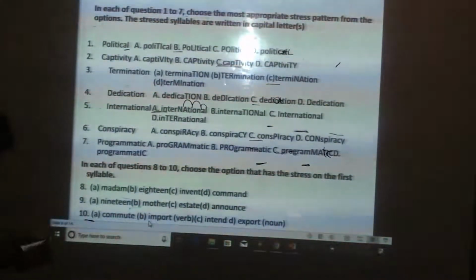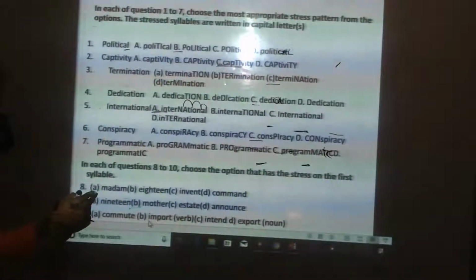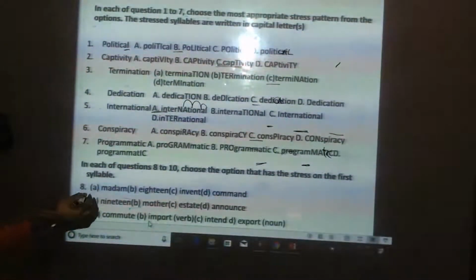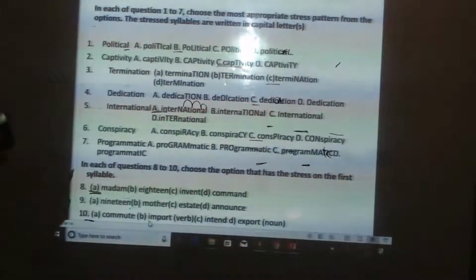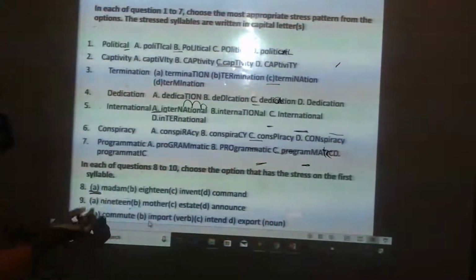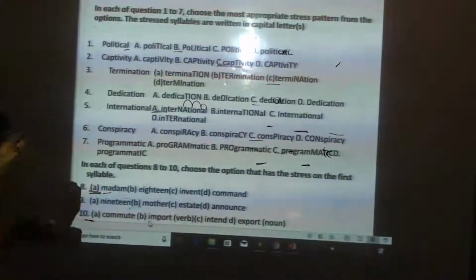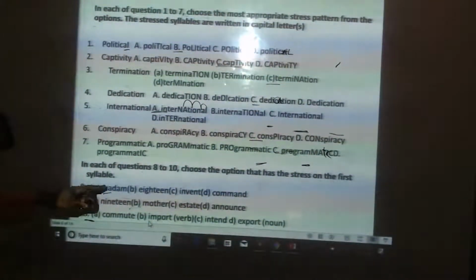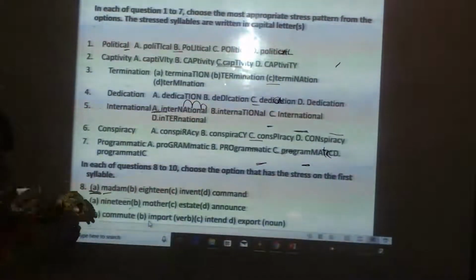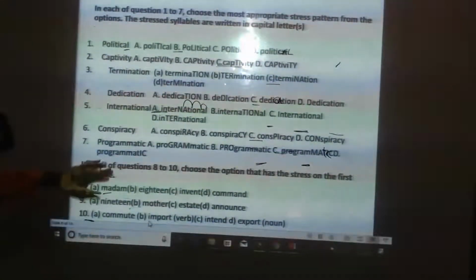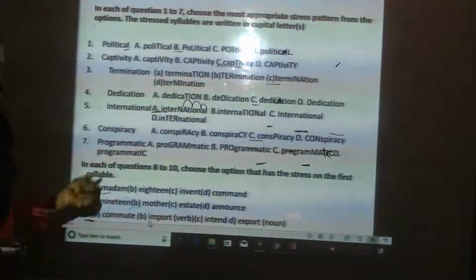Therefore, the only word that can bear the stress at the first syllable is madam, because it is a noun. Madam, madam. The first syllable, which is ma, if you listen to it, it bears a higher tone marker, a higher voice pitch. Ma, madam, madam.